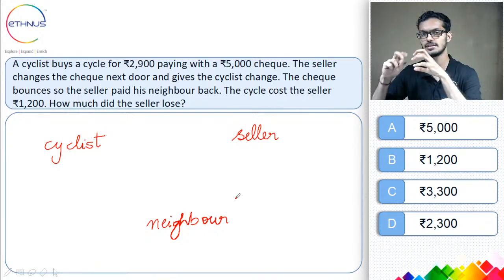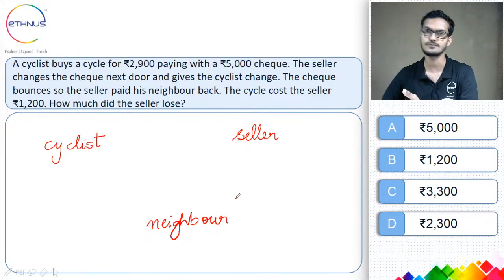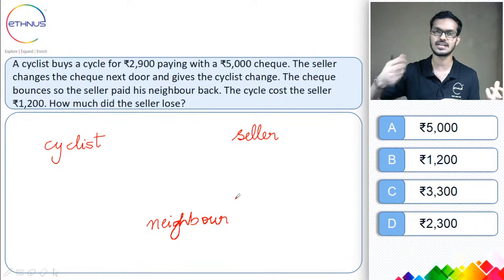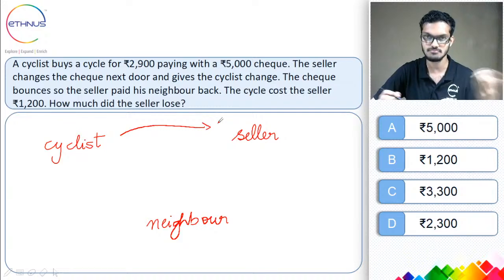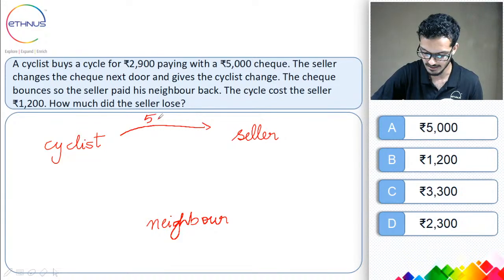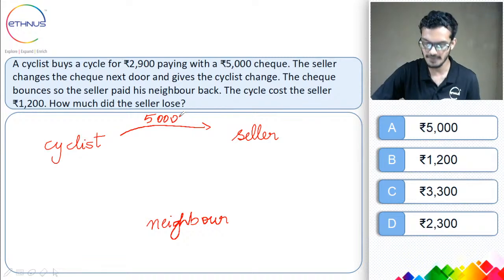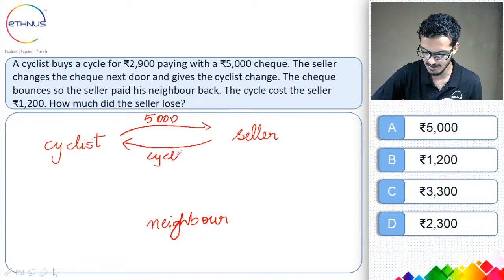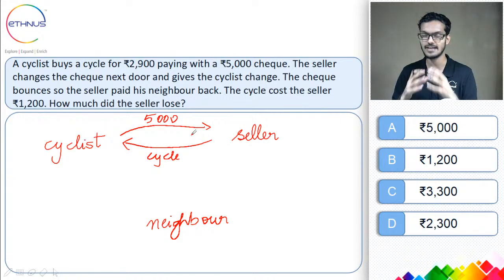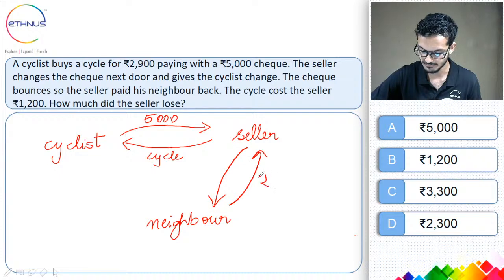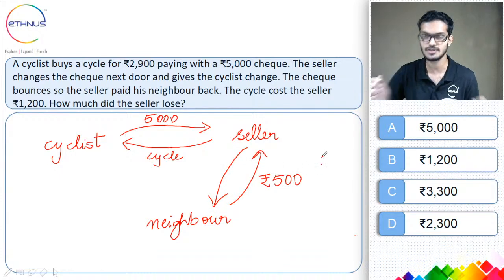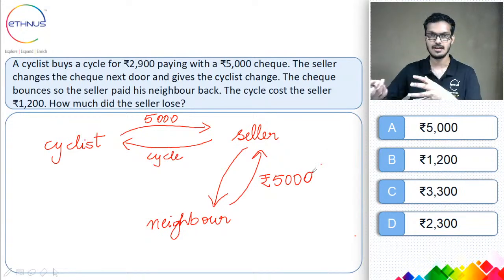So here we are talking about only the seller. What is the money that he has lost, or what is the loss for him? It could be in terms of money, or it could be the price that he would have paid for the object that he is selling. So first thing, the 5,000 check, the cyclist will be giving it to the seller. The seller will give him the cycle. Okay, so here the seller has given this cycle, but he got a 5,000 check. So what he'll do is he will give that 5,000 check to the neighbor, and the neighbor will give him rupees 5,000, because he will be changing that, right? So he'll be giving the check and receiving 5,000.